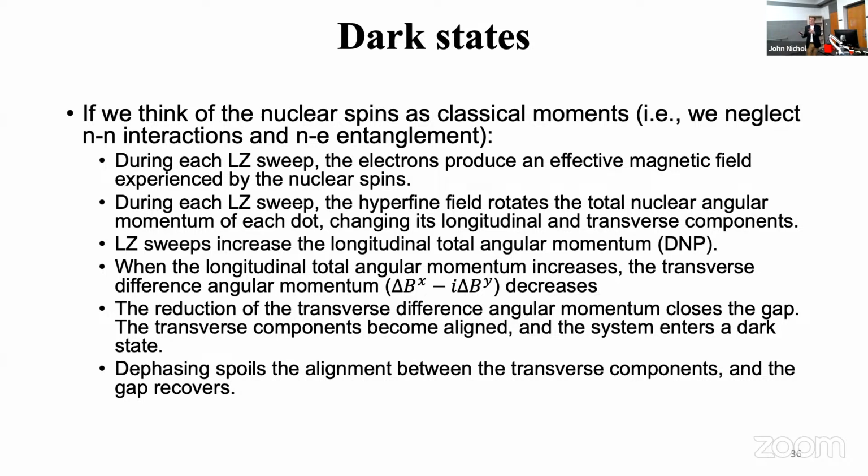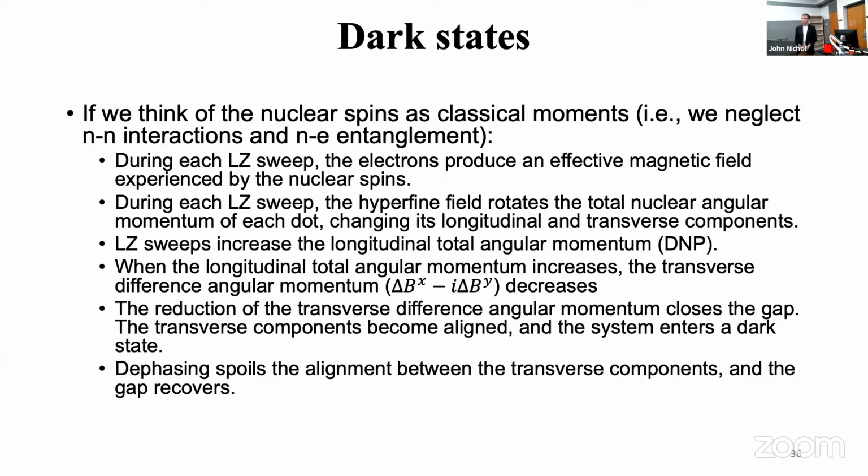So the right way to think about what's happening here is that any difference in the transverse polarizations that exists in the first place effectively gets rotated out of the plane toward the z direction. That's the process of DNP, but at the same time, the difference that was there diminishes. And so then the process of polarization drives the system into this dark state with no coupling between the singlet and T minus states. Yes.